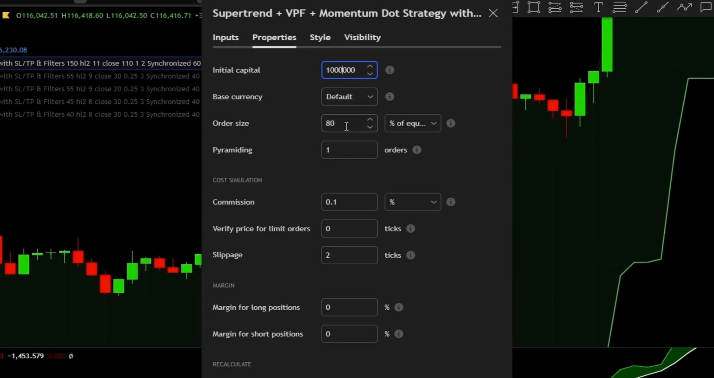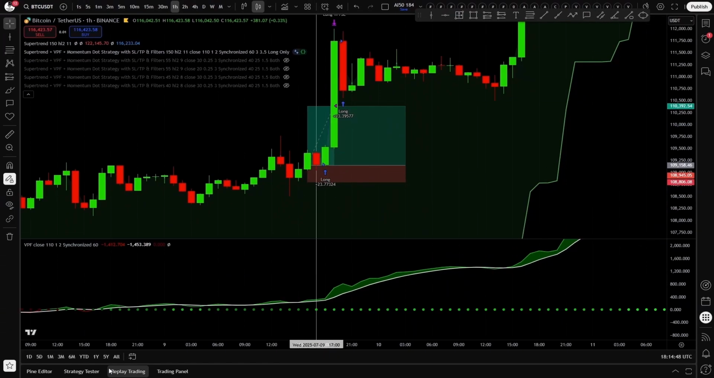And now we are using 80% of equity on each entry. I usually don't use this method, but with this strategy optimization, this seems to give the best results. For commission, we are using 0.1%, but at some crypto brokers, you can get as low as 0.05, and the slippage is set to 2 ticks. Now let's see the results.